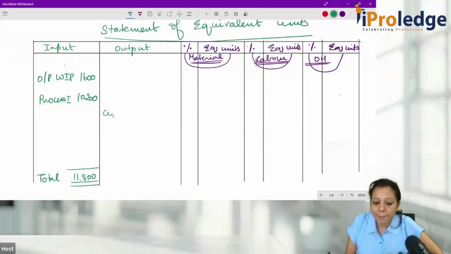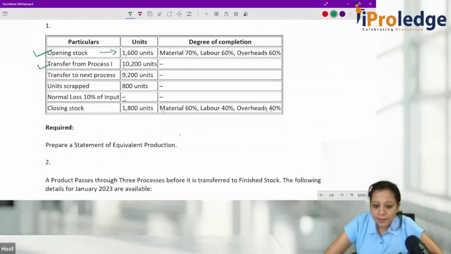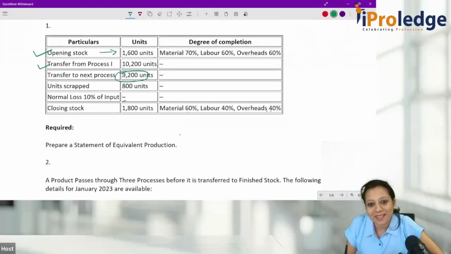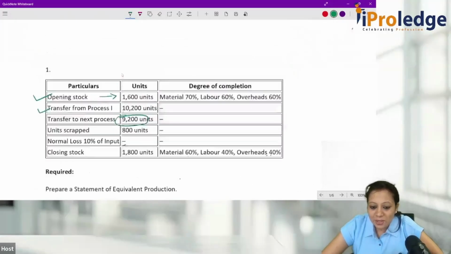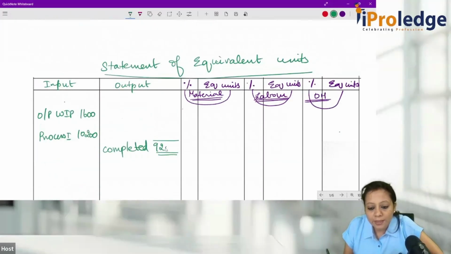How much is completed and sent to next process? First, I will write that. Completed and sent to next process. I'll come below and show you. Can you all see it is 9,200 units? Right, everyone? 9,200 units. So this is only a total. So first time writing this 9,200.